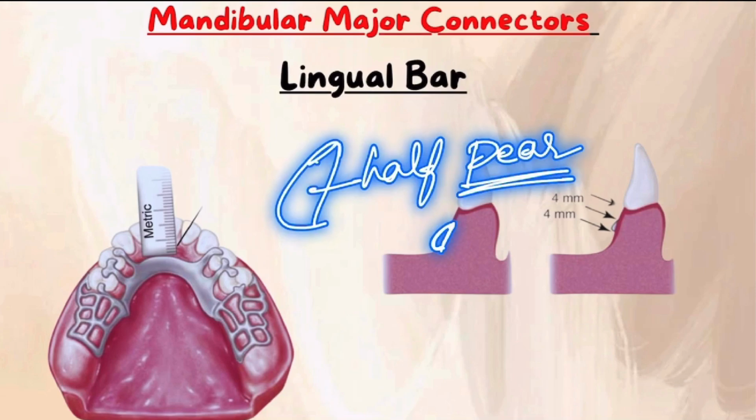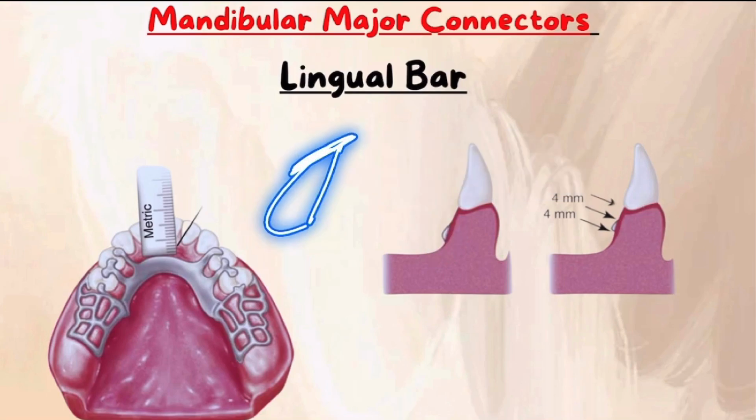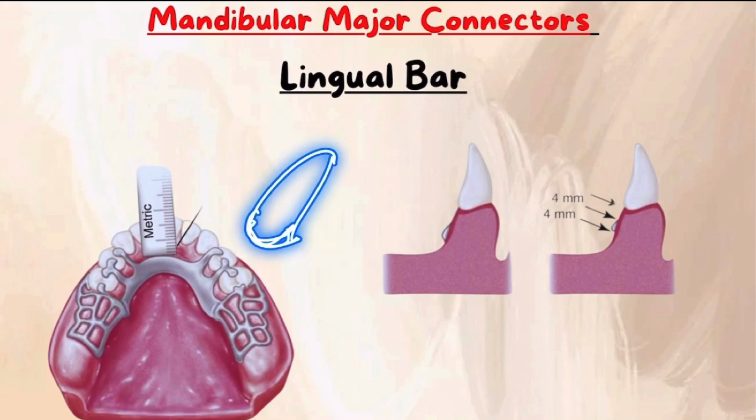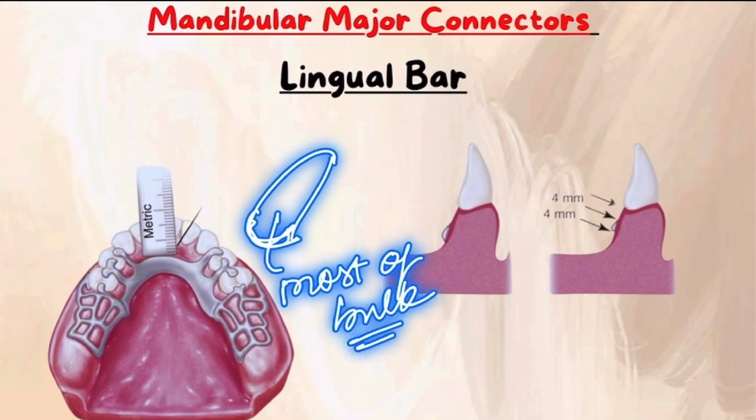In the half pear shape, this is the superior border and this is the inferior border of the lingual bar. The superior border is tapered towards the gingival tissue, and the inferior border makes up most of the bulk. Most of the bulk is seen in the inferior border here.